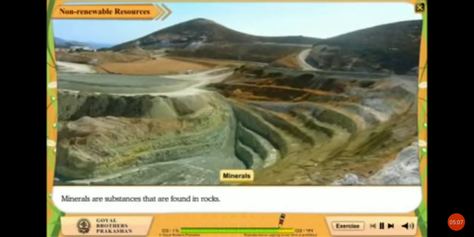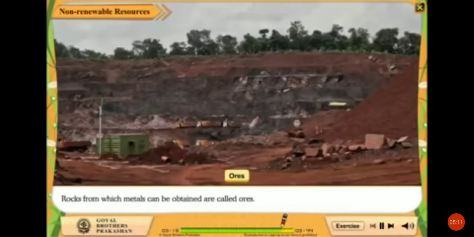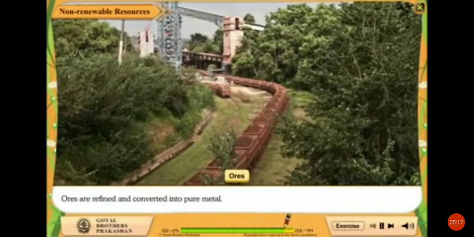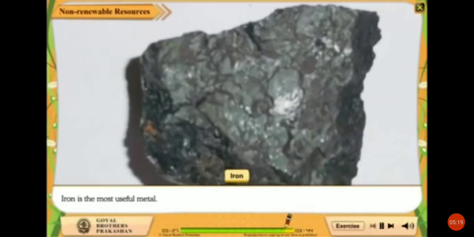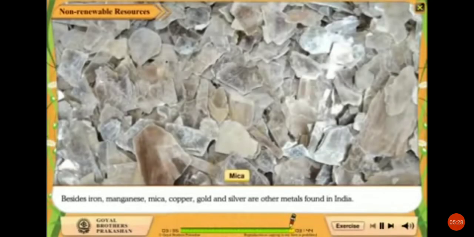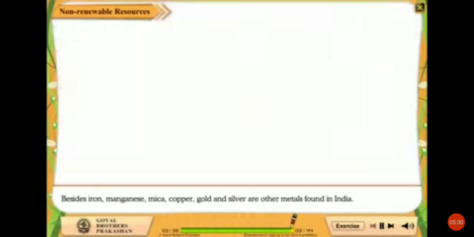And next is minerals. Minerals are substances that are found in rocks. Rocks from which metals can be obtained are called ores. Ores are refined and converted into pure metals. Iron is the most useful metal. Besides iron, manganese, mica, copper, gold, and silver are other metals found in India.